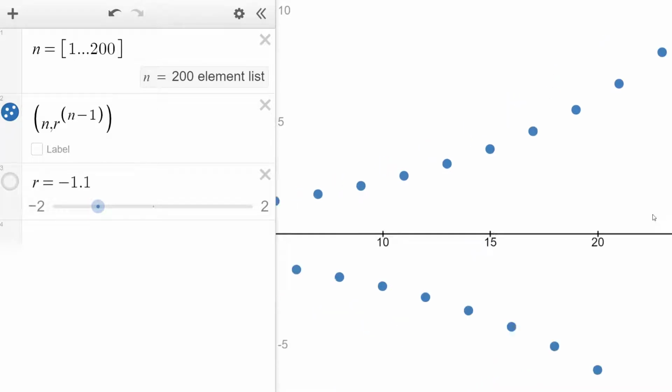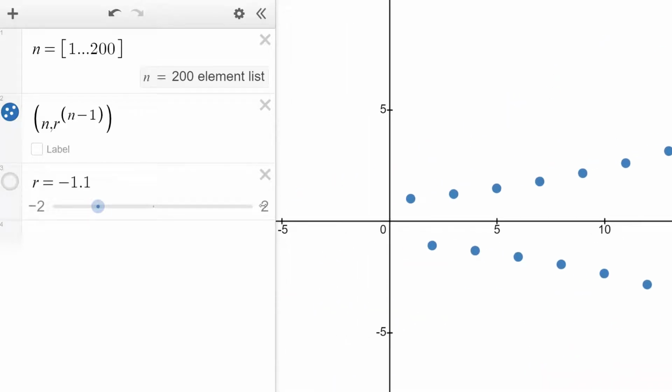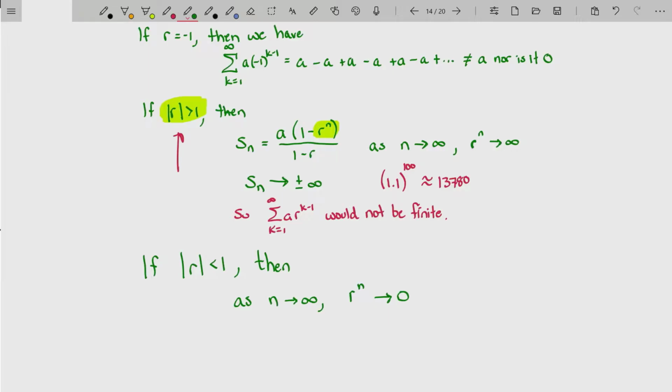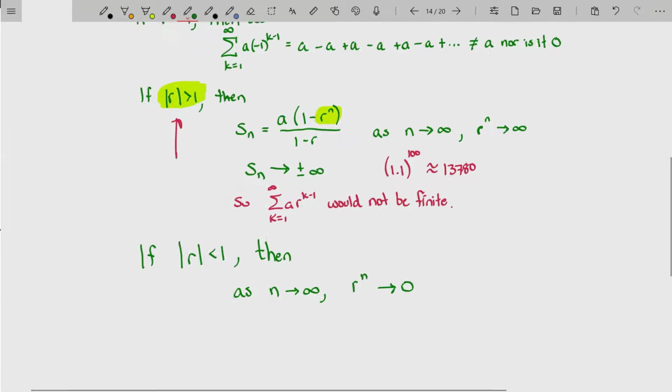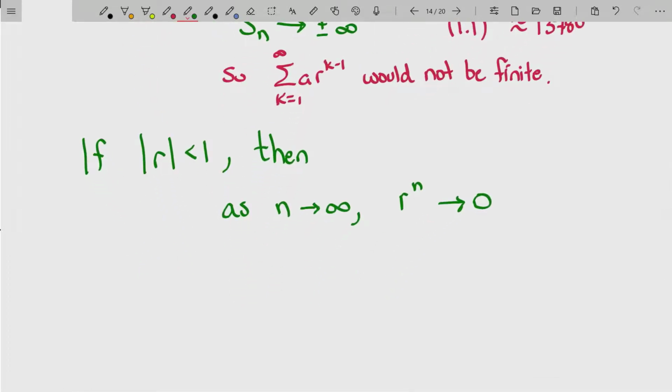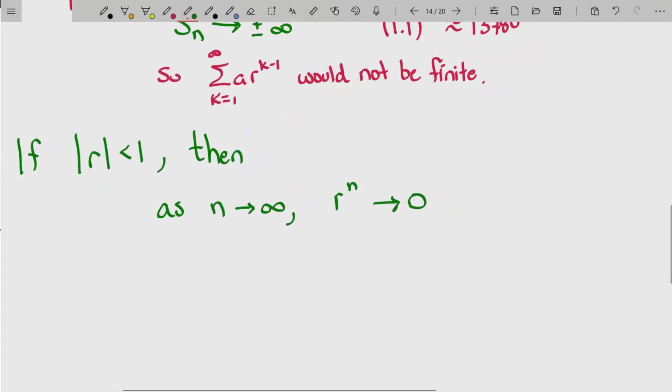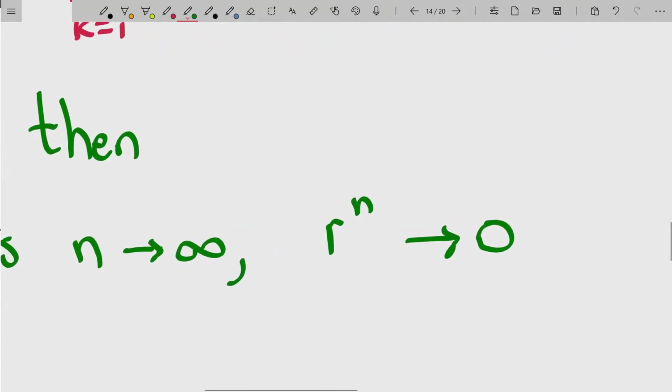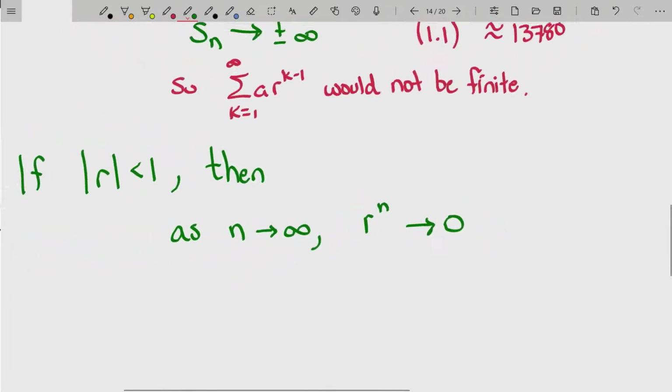So that is sort of a justification as to why, when you're between negative 1 and 1, the sequence values will converge and your series will also converge. I should have had the series on here, but I just didn't. So reiterating what I just stated, if the absolute value of r is less than 1, then as n goes to infinity, r to the nth goes to 0.